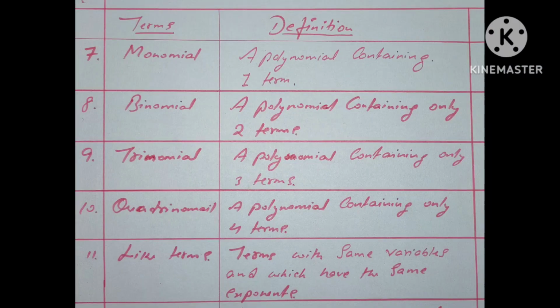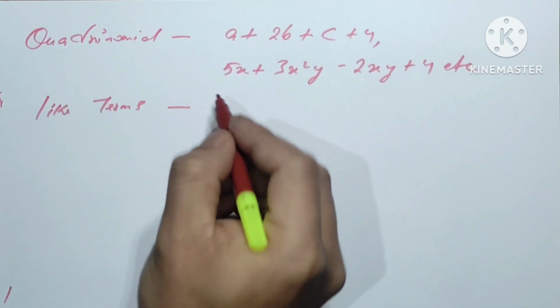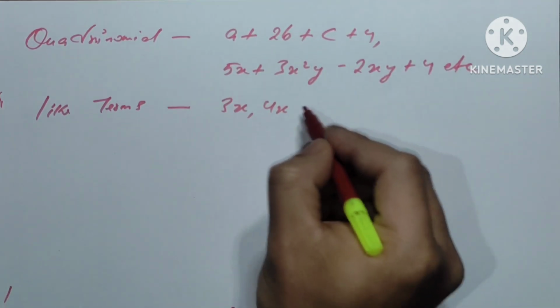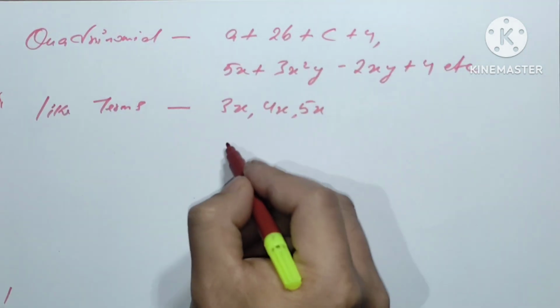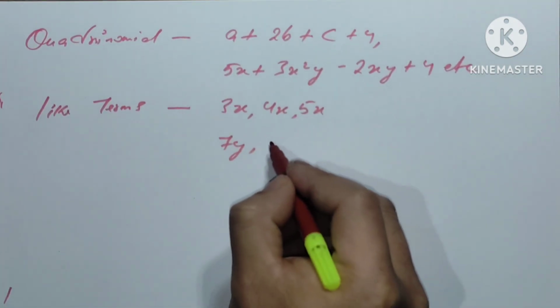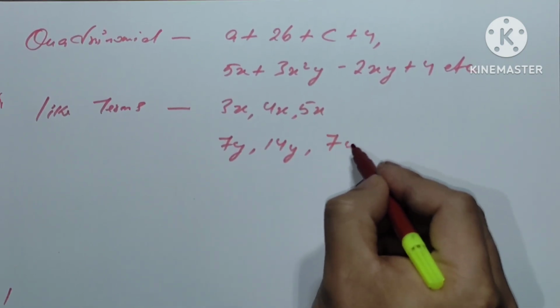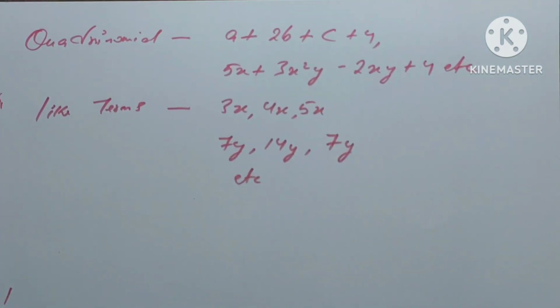And now the next is like terms. The definition of like terms is: terms with the same variables and the same exponents are called like terms. With an example, we will see what like terms are. 3x, 4x, and 5x, these all are like terms, same variables. And next we can see 7y, 14y, and then 7y. These all are also like terms, etc.